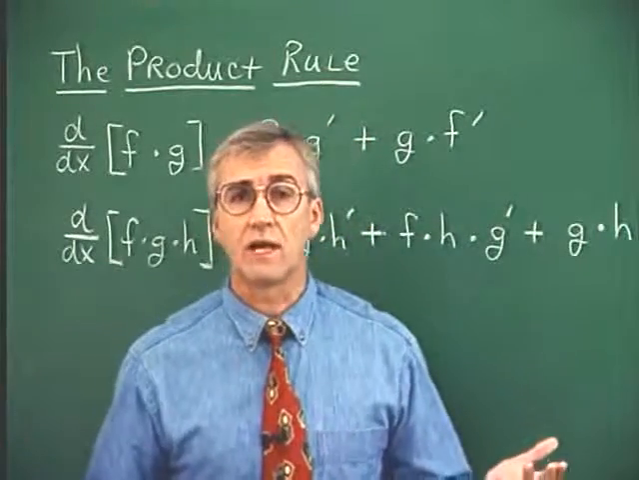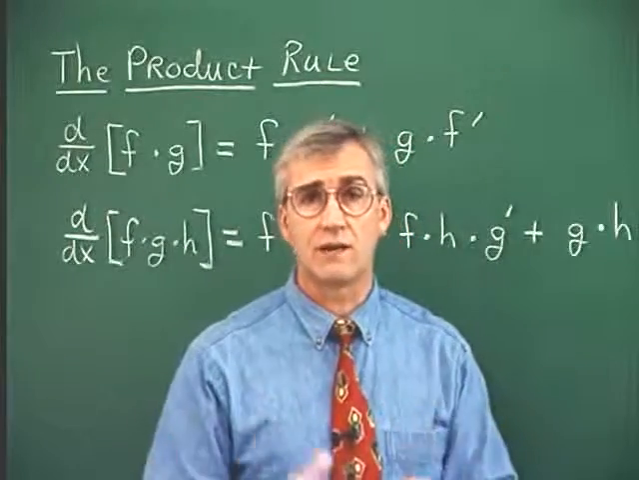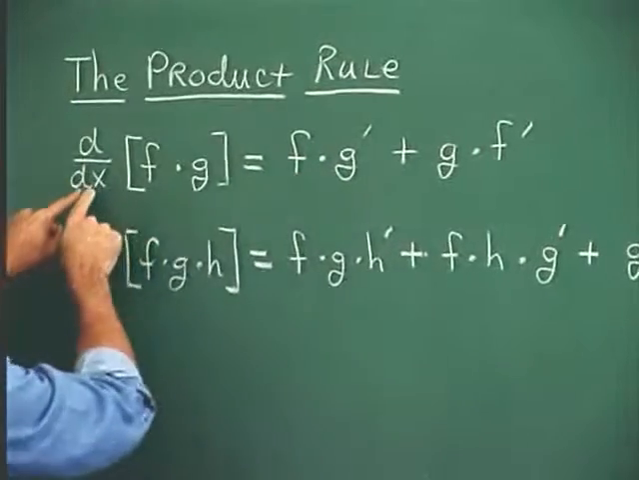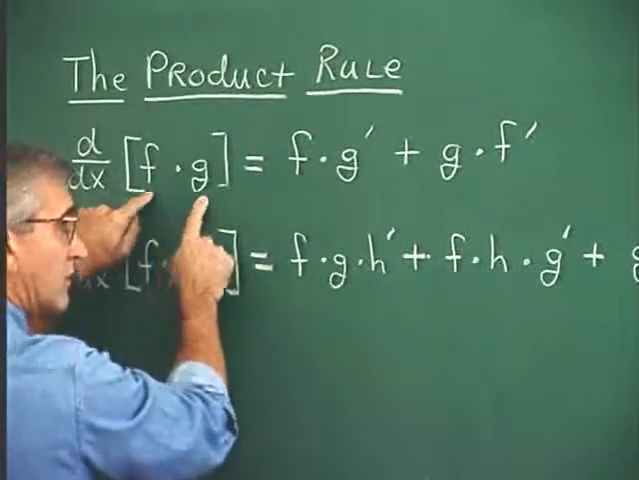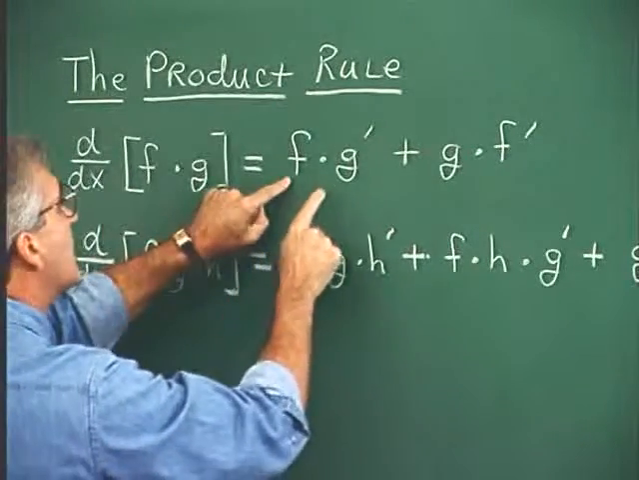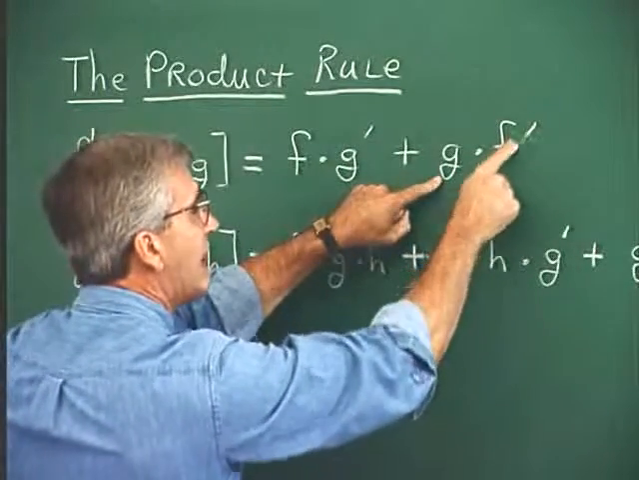So just give yourself a lot of room and understand the overall idea, the basic concept involved, and you're not going to have a lot of trouble. The first item is the product rule, and it works like this: the derivative of a product of functions is the sum of two products, actually. It is f times the derivative of g plus g times the derivative of f.